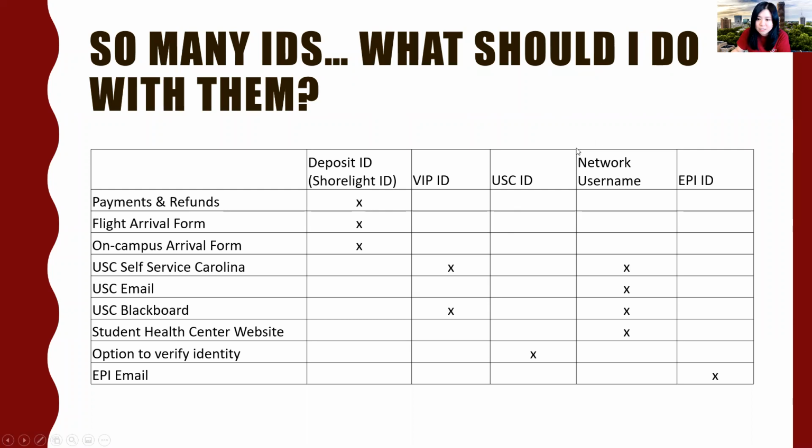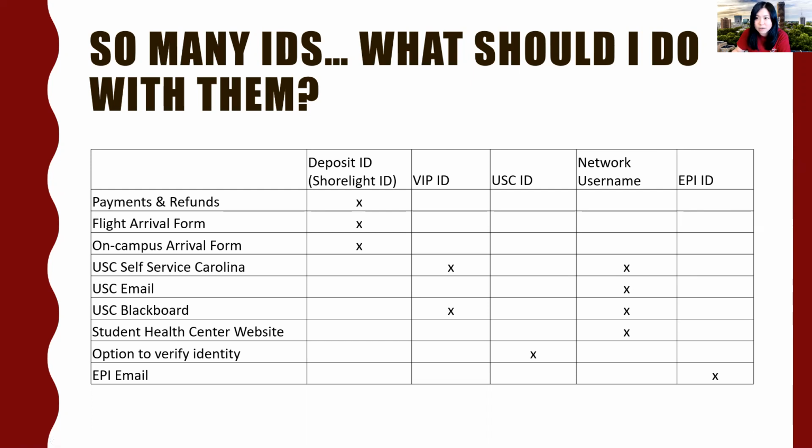You will also have an ID called Network Username. Network Username is the first part of your USC email. That's how you log into your math placement test. If you're an undergraduate student, that's how you log into your USC email. You will use your network username when you're logging into your Self-Service Carolina, your USC email, your Blackboard, and the Health Center website.